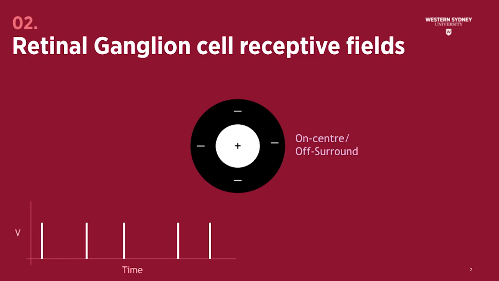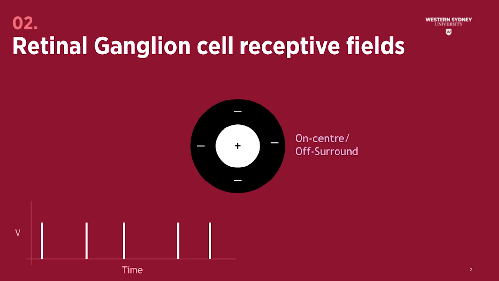The black and white discs that you see in this slide represent a ganglion cell's receptive field. The white vertical lines at the bottom of the screen represent the cell's electrical activity across time. When the cell experiences net excitation, there's an increase in electrical activity across time, and when it's inhibited, there's a reduction in electrical activity. So, what stimulates this ganglion cell?